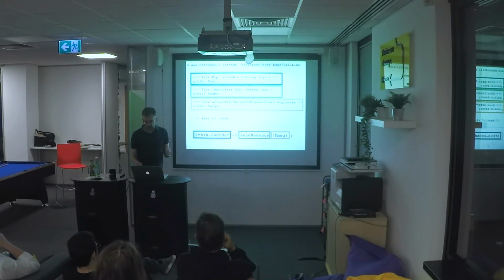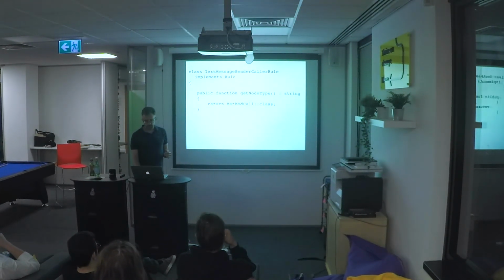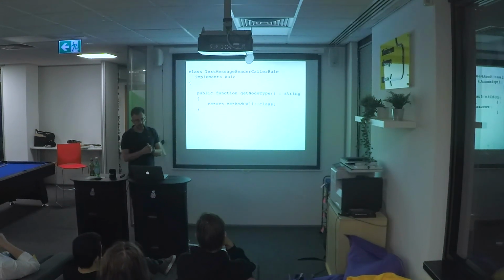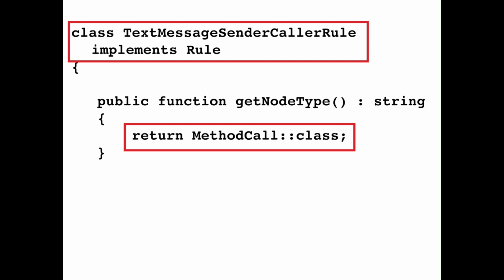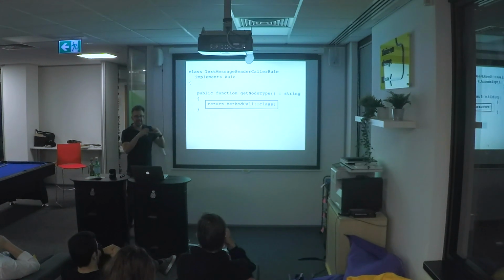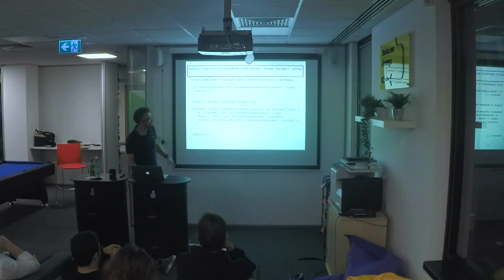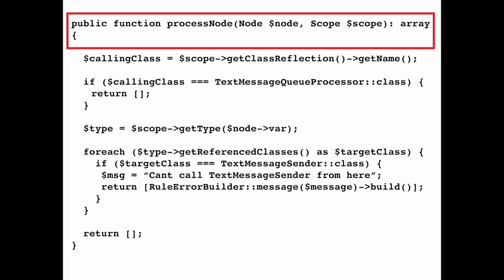Okay, so let's start writing our PHPStan rule. I'm going to call the rule text message sender call rule. There's probably a better name for that. And the first thing is, what node type am I interested in? Well, I'm interested in method calls, so I'll say I'm interested in nodes of this type. So this means every single node that PHPStan goes through that's of type method call, it will call the process node method in here, this rule.